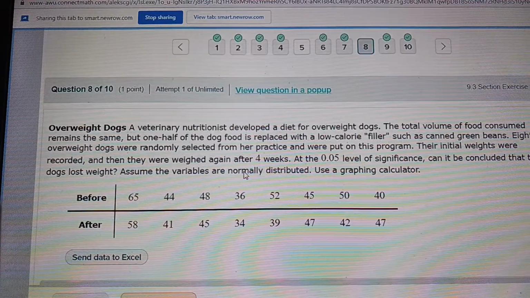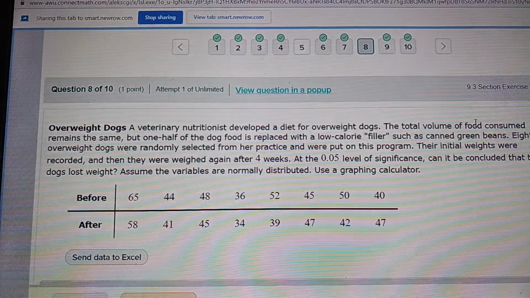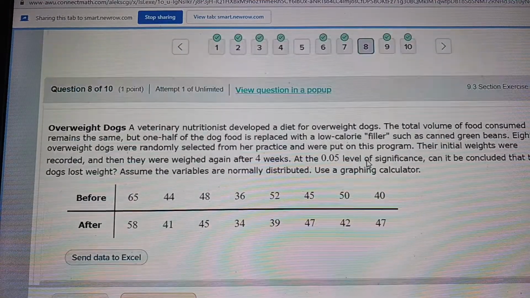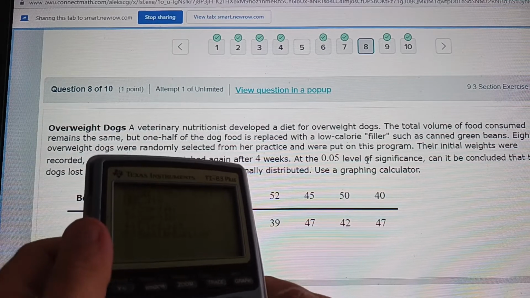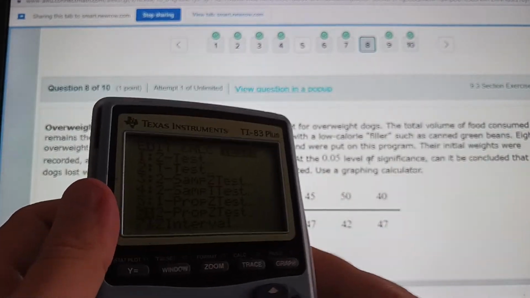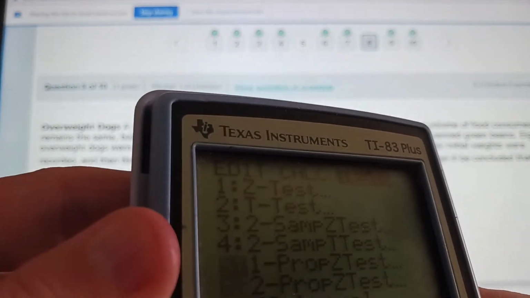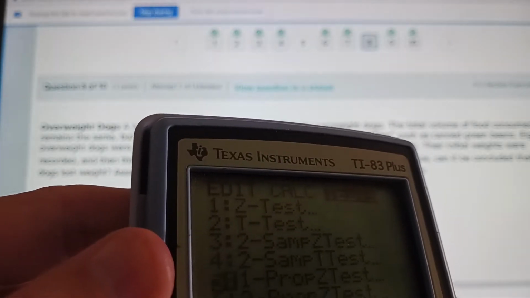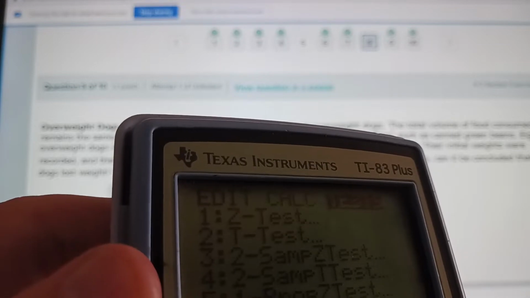This is the only thing in chapter 9 where you have dependent samples. Everything else is assumed to be independent. So because these are dependent samples, none of the regular 2-sample tests work. The 3 2-sample tests under stat and tests assume you have independent samples. So that's why you can't use that. But you can trick your calculator.